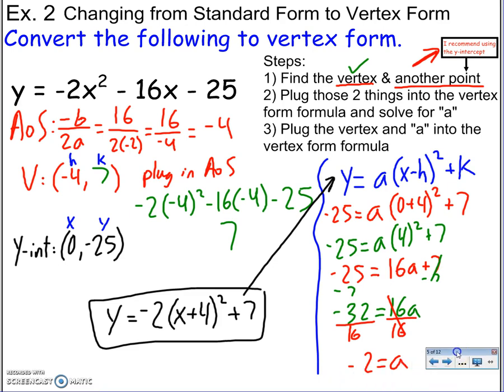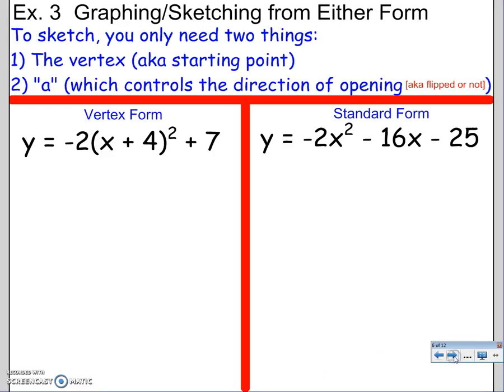Alright, so that's how you convert back and forth. We're going to do that a lot in this class. Alright, the last example, build a graph or sketch from either form. And to sketch, you only need 2 things. You need the vertex, meaning the starting point, and then a, which controls the direction of opening or tells you if it's flipped or not.